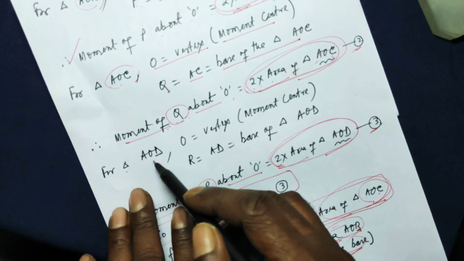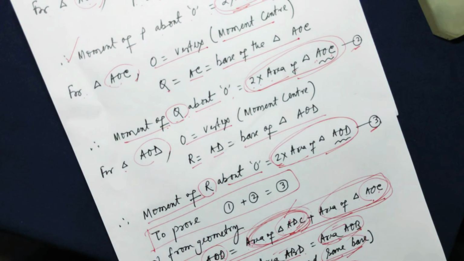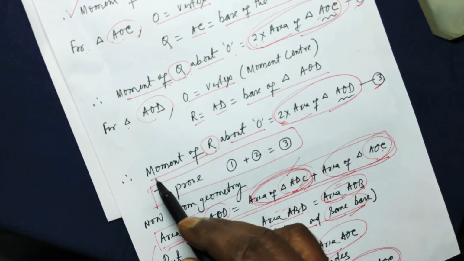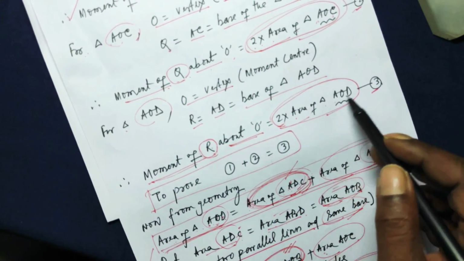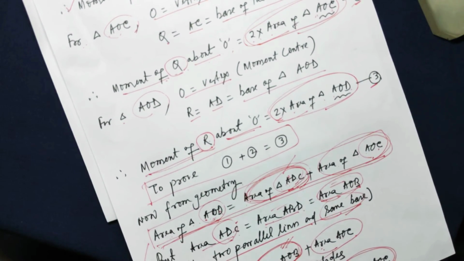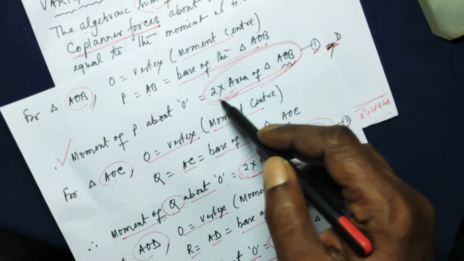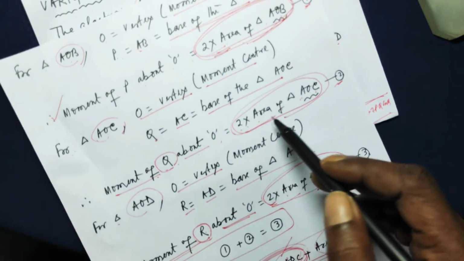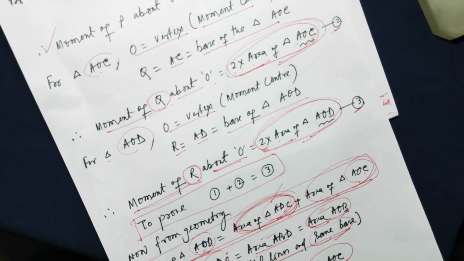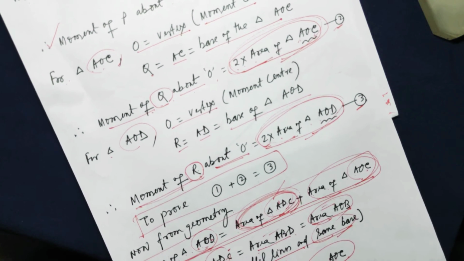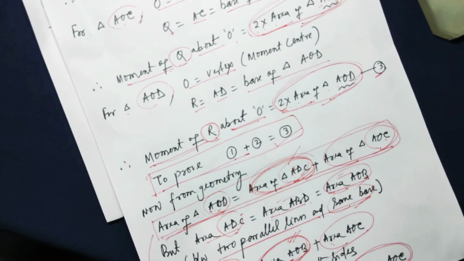So therefore, for triangle AOD, O is the vertex, R is equal to AD, the base of the triangle. Therefore, moment of the resultant R about O will be 2 times area of the triangle AOD. Now, what you have to prove is this plus this should be equal to this. Now, only a few minutes left to finish it. To prove 1 plus 2 is equal to 3.